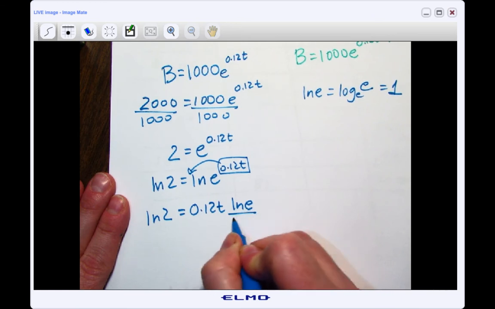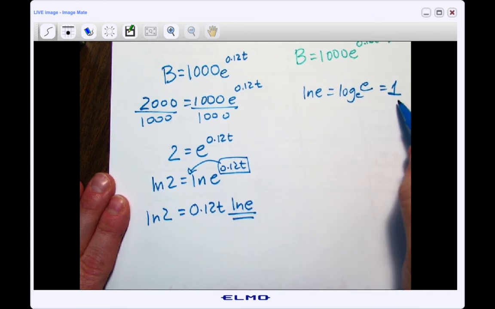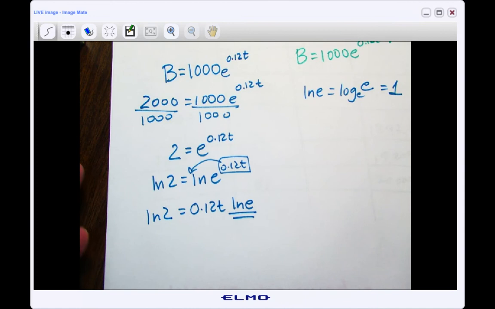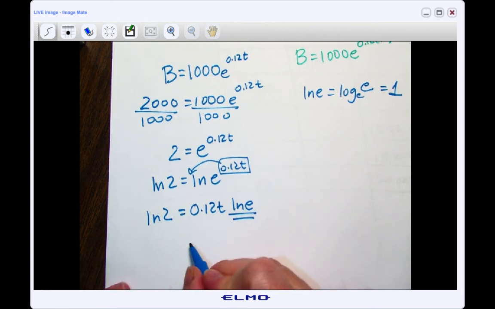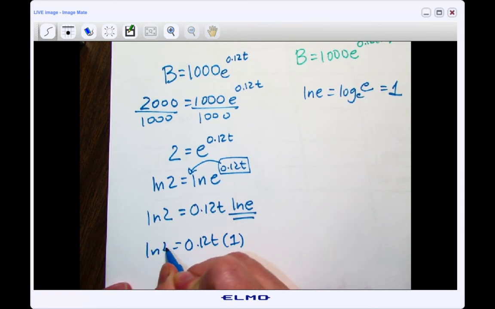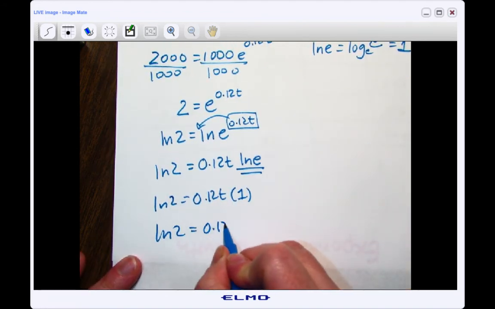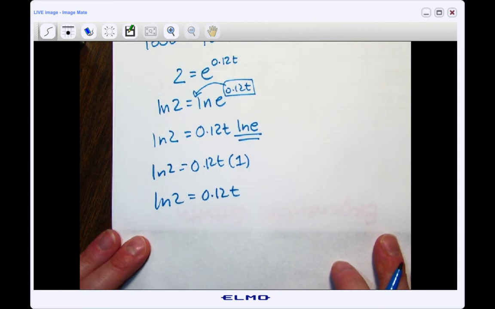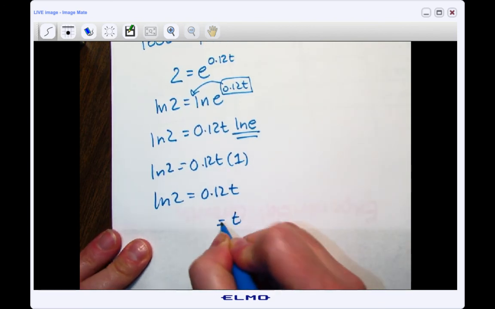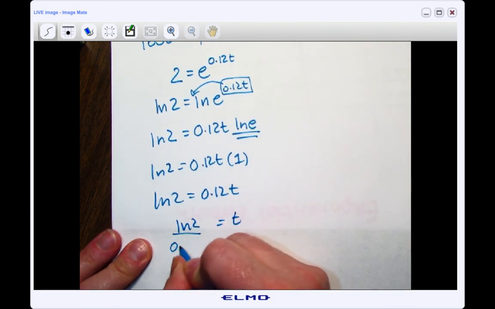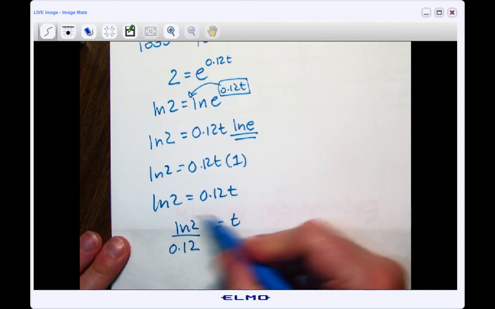And everybody knows now that this thing simplifies to a 1. So when I multiply by a 1, that's the same as the original. I don't have to do anything. So this is like 0.12t times 1, so it's just this. So how am I going to figure out what t is? Well, t is going to be ln 2 divided by 0.12, and that's my time.